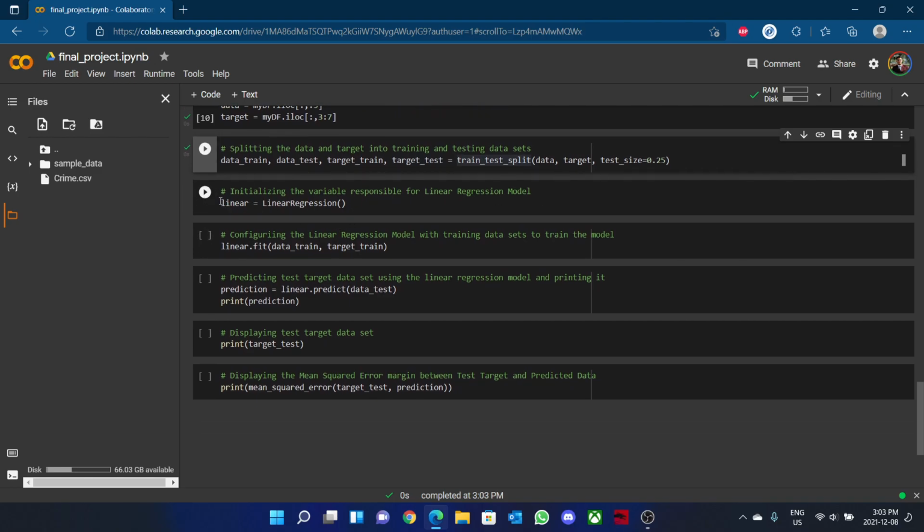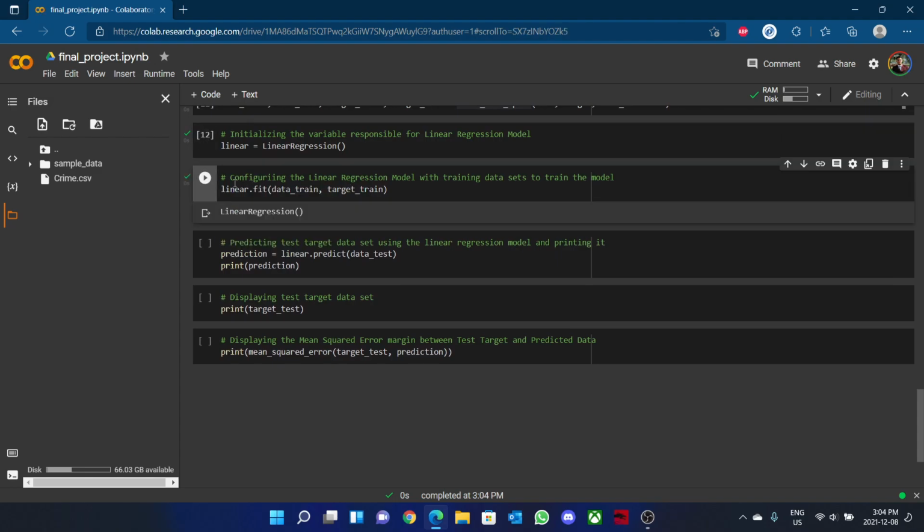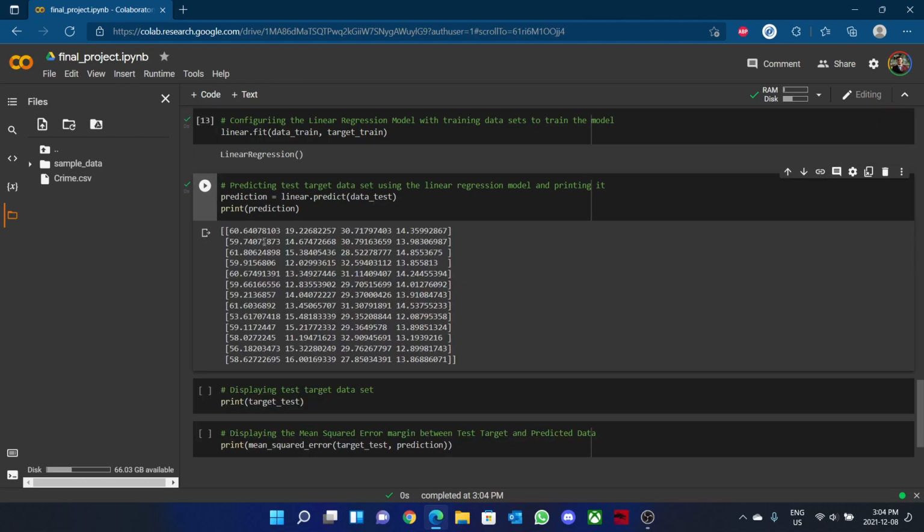Now we'll need the linear regression model because we have to find the predictions using that specific model. Now let's input the training data and training target into the linear regression model. You can see it's right here. Now we'll predict the solution from the test data. Okay, so these are the values.